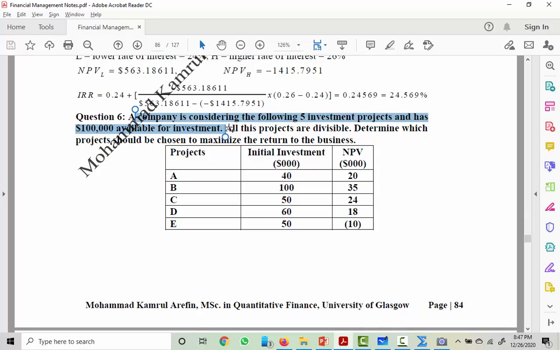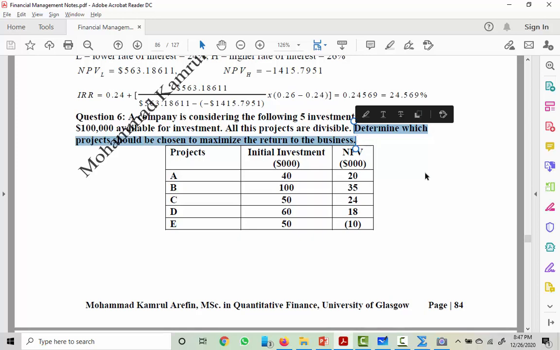All these projects are divisible. That means you can partially complete each of these projects, and let us assume that if you partially complete any of these projects, you may get partial revenue also. That means you may get partial NPV also. If it is like that, the question is asking to determine which projects should be chosen to maximize return to the business.